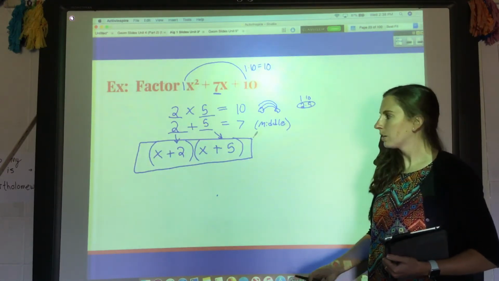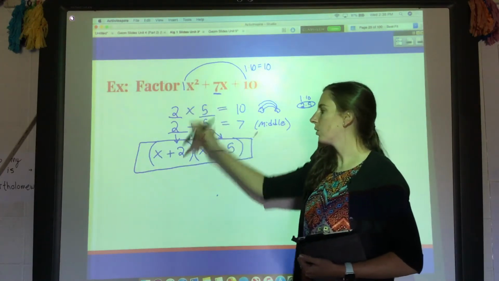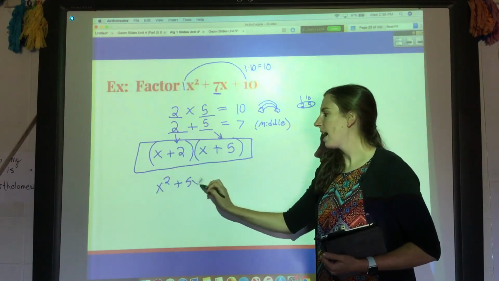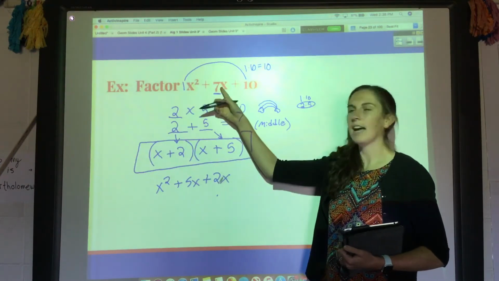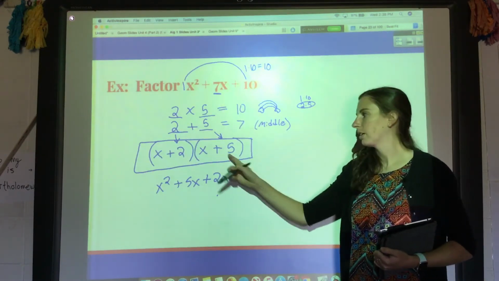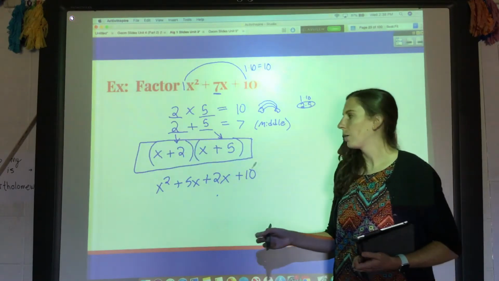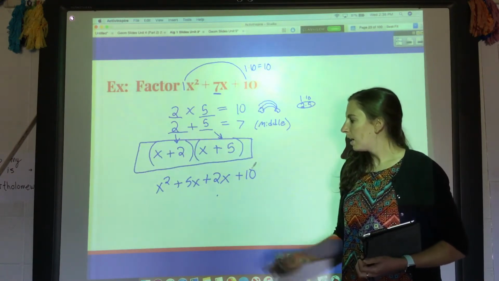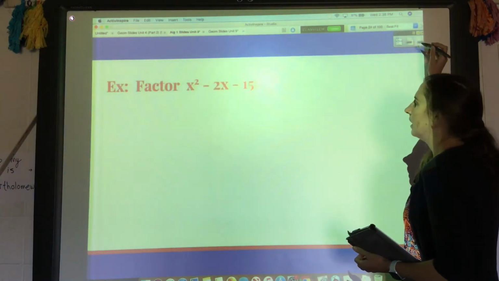Let's check and make sure it works. So does this actually multiply together to get me this? X times x is x squared. Then I've got 5x and 2x. Note that that's going to give me 7x, which is why I wanted the two numbers to add to give me the middle number. And I'll do 2 times 5, which is 10. That's also why I wanted the two numbers to multiply together to give me 10. So it does work. It does get me back to the original. All right. Let's try one more.